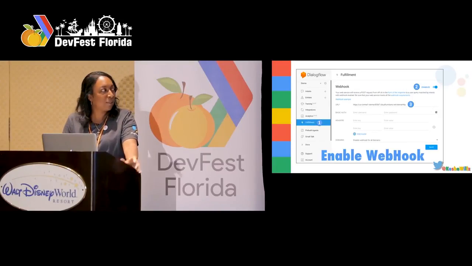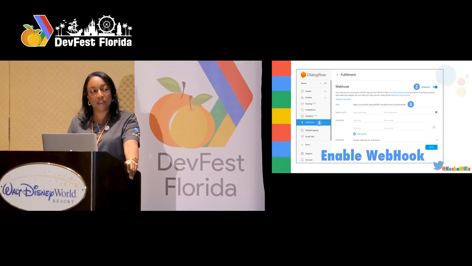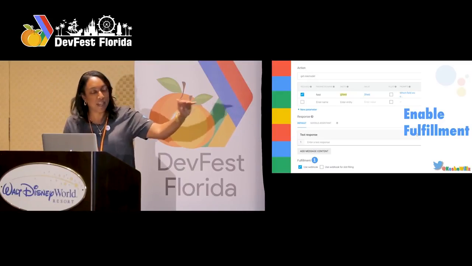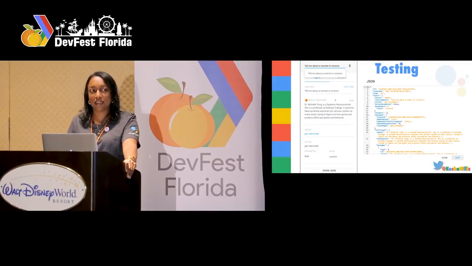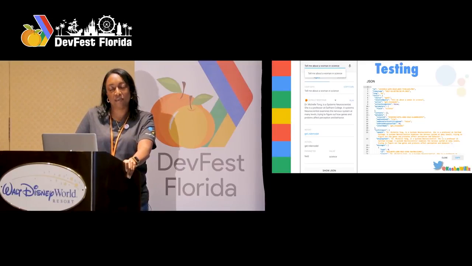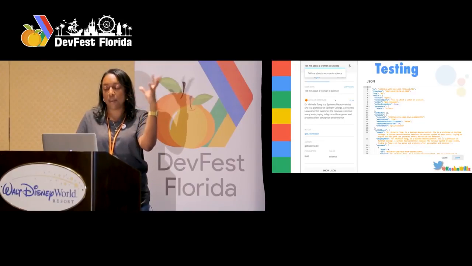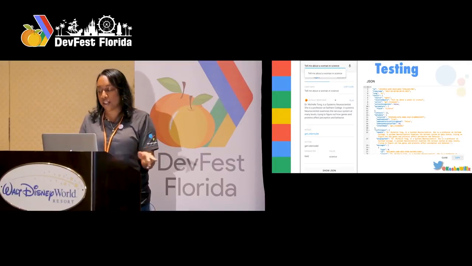So once I was able to deploy, I got the URL, that's step three, and I enabled the webhook. And then there's also a step at the very bottom here. You have to check use webhook to enable your fulfillment. And then, you guys can see, I really believe in testing. So I tested again via the Dialogflow console. So at the very top at the left hand, you can enter the intent phrase, tell me about a woman in science. You can see the response that you get back, and then also the JSON.